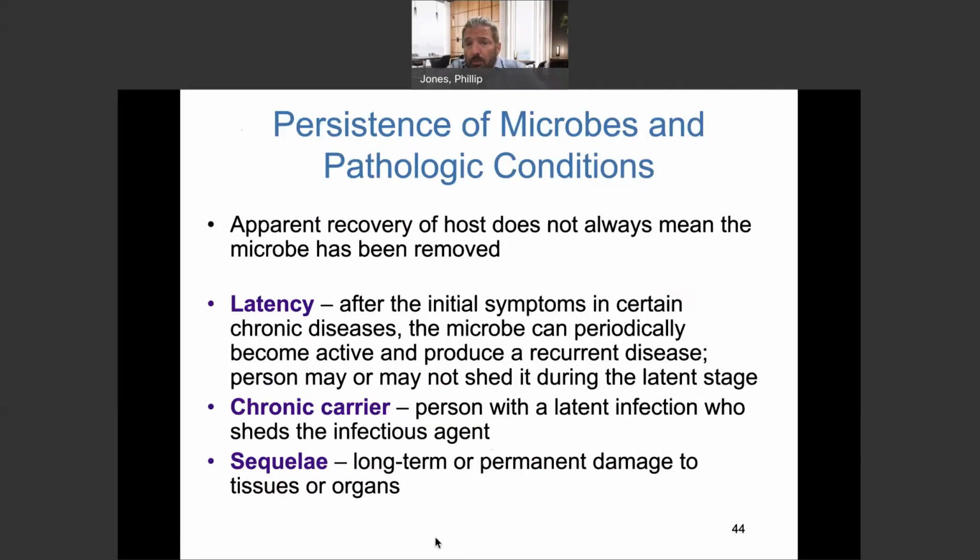Sequela is long-term or permanent damage to tissues or organs. And usually if you have a disease, there's a sequela that follows. So you can have disease A, B, or C, and the sequela is, for example, after a heart attack, myocardial damage, and then it becomes respiratory damage, and then kidney damage. Or if you have emphysema, or even pneumonia, it can cause a sequela of permanent lung damage too.